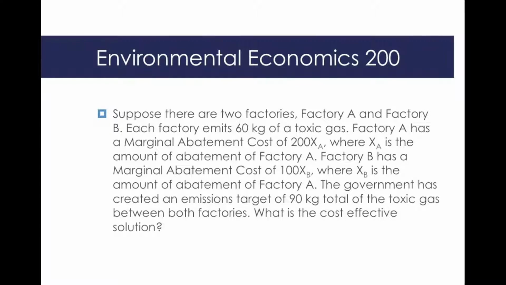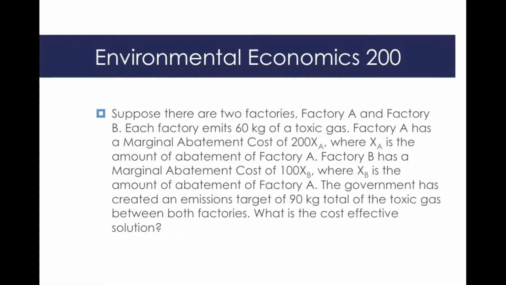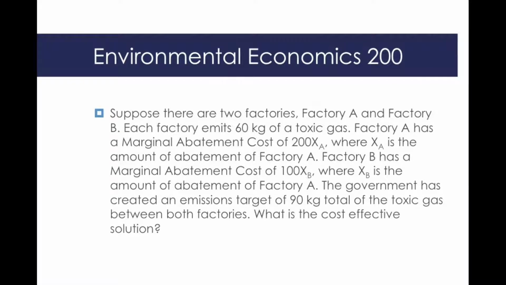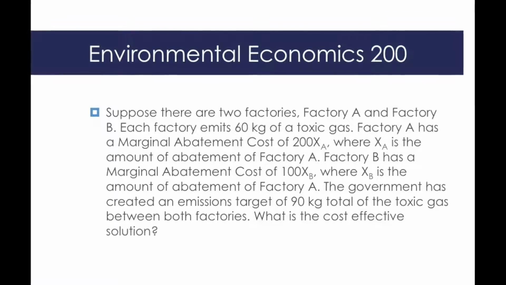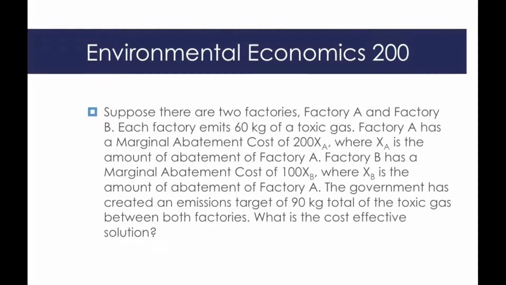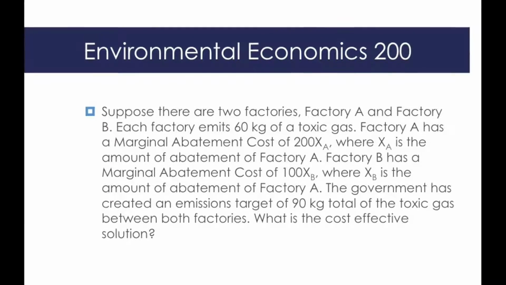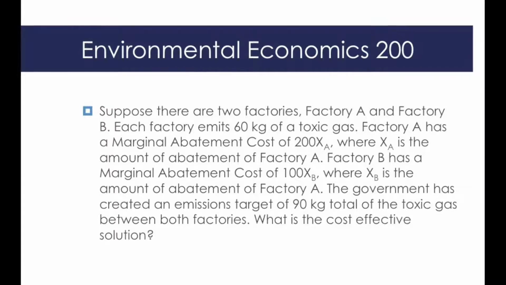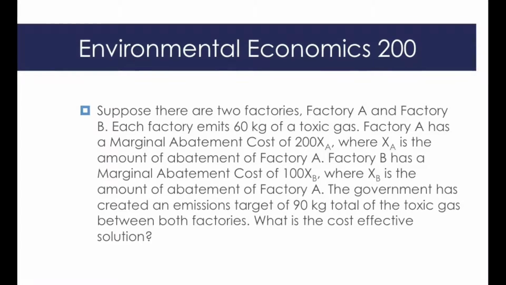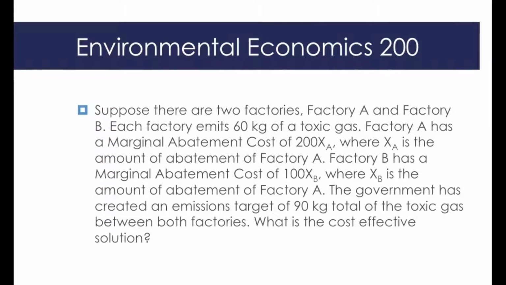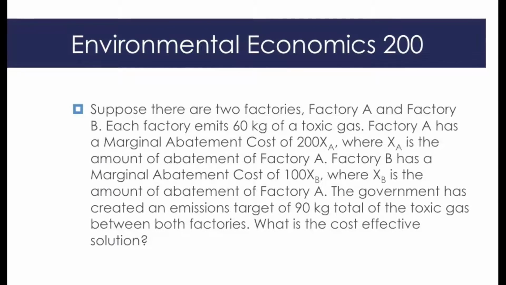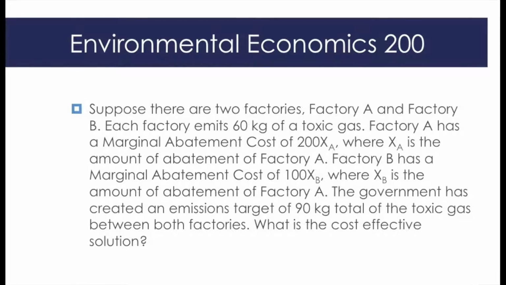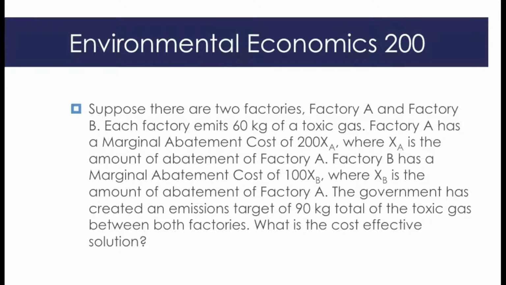Suppose there are two factories, Factory A and Factory B. Each factory emits 60 kilograms of a toxic gas. Factory A has a marginal abatement cost of 200 e_A, where e_A is the amount of abatement of Factory A. Factory B has a marginal abatement cost of 100 e_B, where e_B is the amount of abatement of Factory B. The government has created an emissions target of 90 kilograms total of the toxic gas between both factories. What is the cost-effective solution?